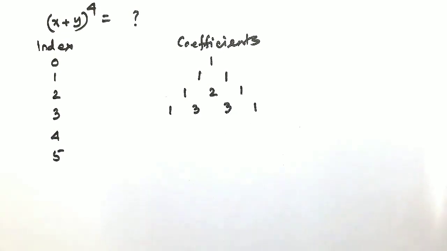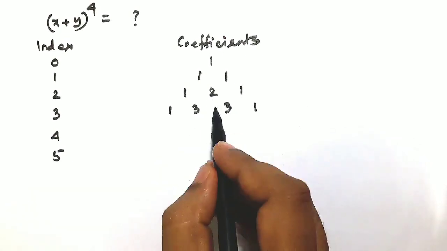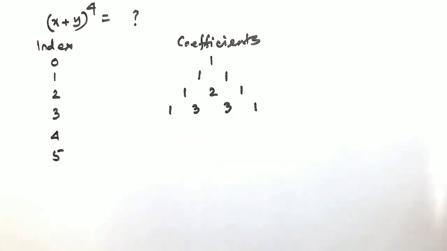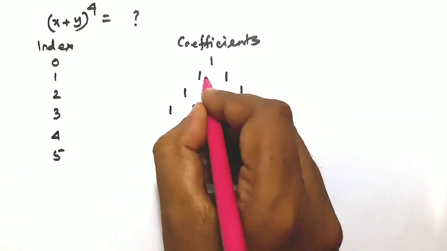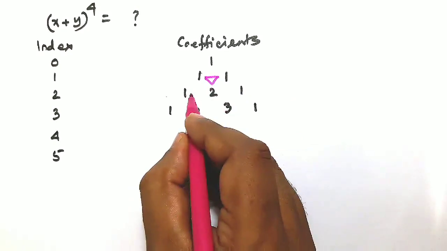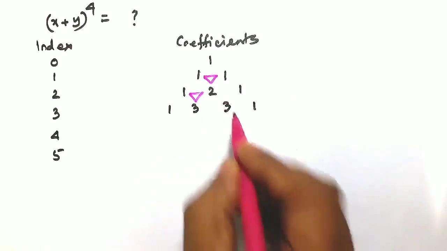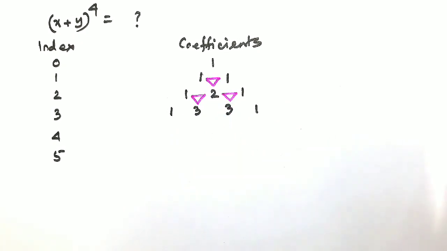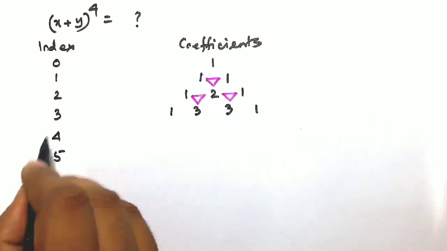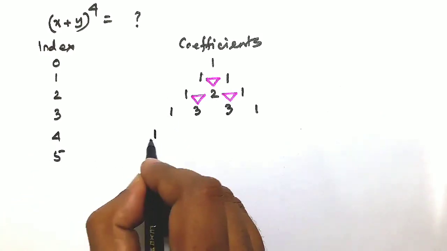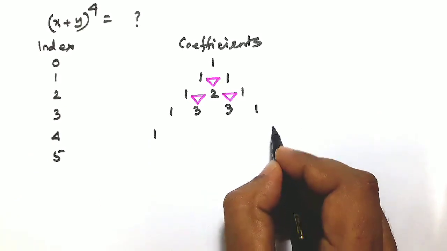Now you have to carefully observe the hierarchy of these coefficients. Here you observe a pattern is created. 1 plus 1 is equal to 2. 1 plus 2 is equal to 3. 2 plus 1 is equal to 3. So in this way, if I proceed to index 4, then we shall obviously find the first coefficient is 1 and the last coefficient is 1.